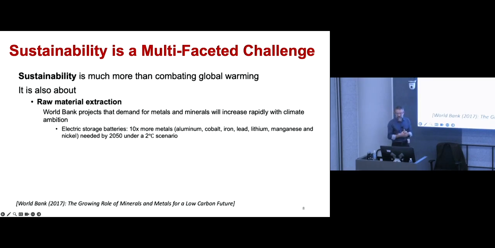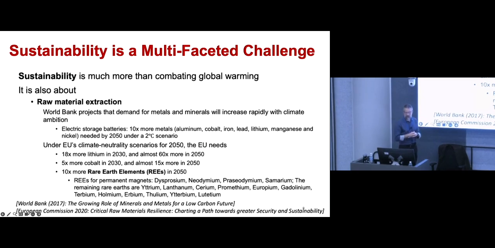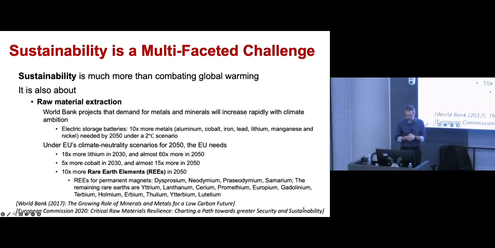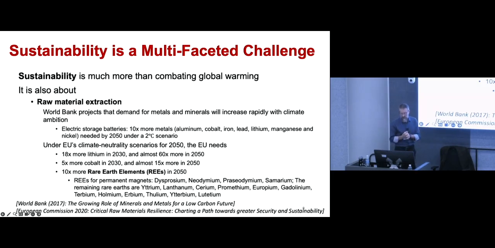For example, the World Bank has projected that we need 10 times more metals by 2050 under a 2 centigrade scenario. The EU has done similar analyses reporting that we would need 60 times more lithium by 2050, 15 times more cobalt by 2050, and 10 times more rare earth materials by 2050. So transitioning from a brown electricity industry to a more green electricity industry clearly requires much more materials, and it's something that is sometimes overlooked, right?